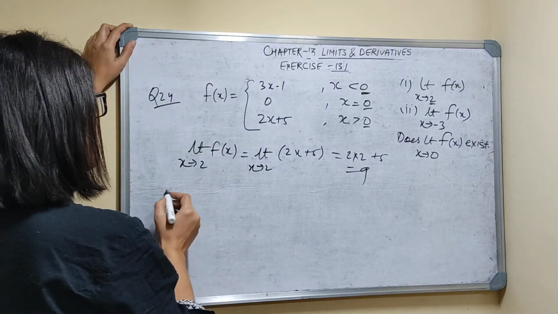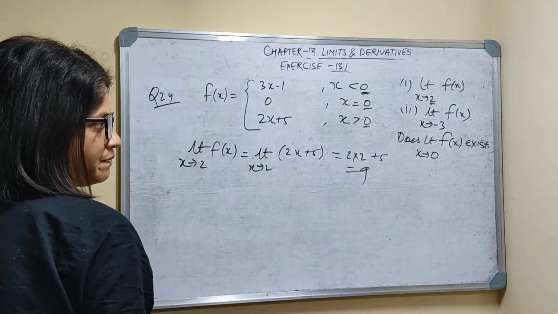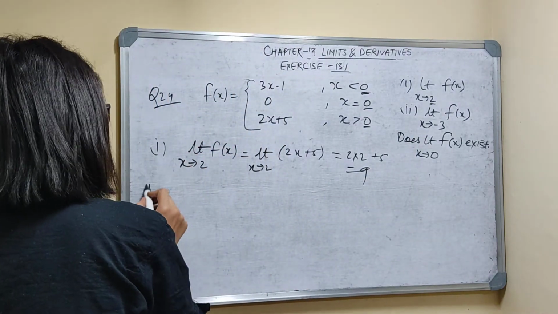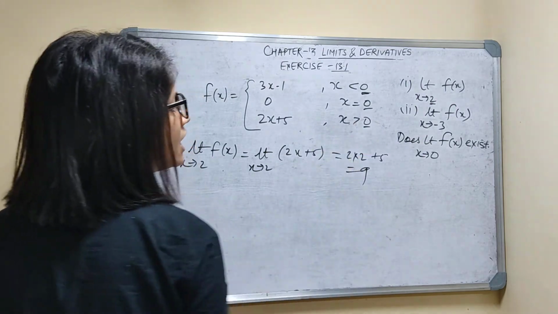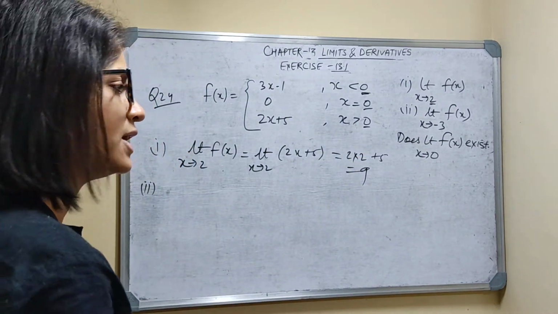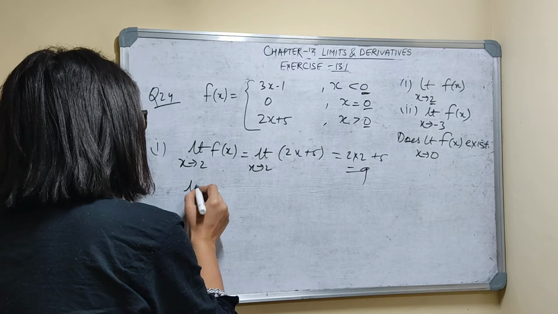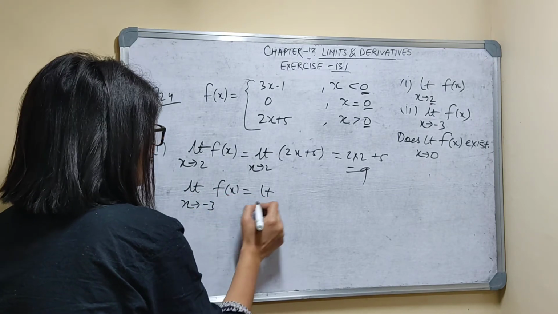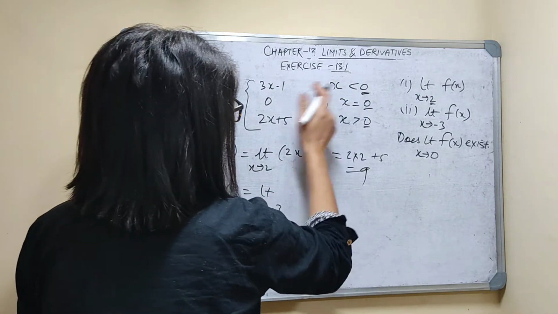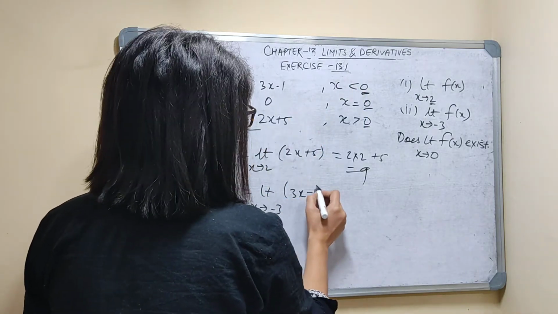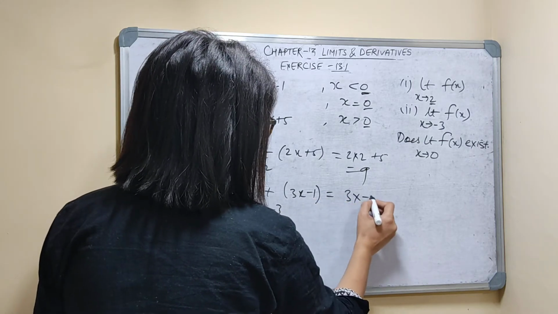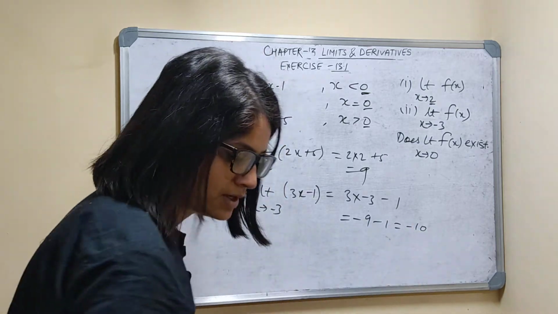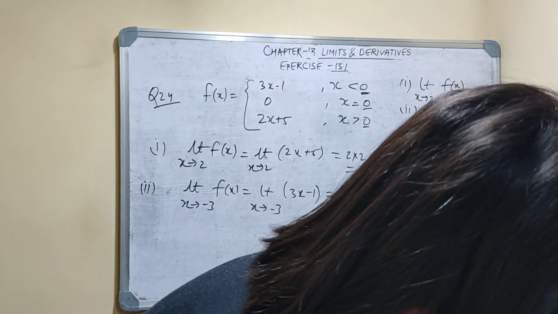Second, limit x tends to minus 3. Here also there is no need for left hand and right hand limits, because the base point is not 0. Limit x tends to minus 3 means less than 0, so use 3x minus 1. Substitute: 3 into minus 3 minus 1, which is minus 9 minus 1. The answer is minus 10.